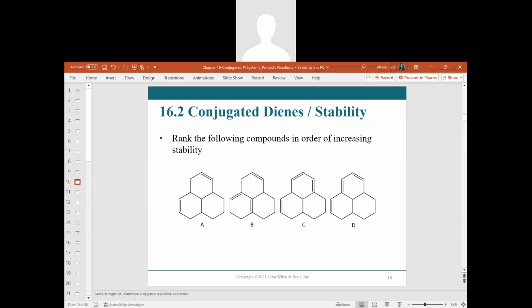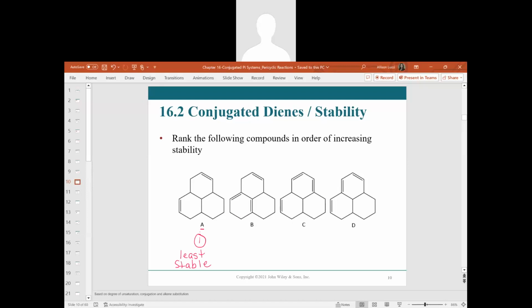So let's take a look at these structures here and see if we could rank them in order of increasing stability. So let's take a look at compound A here. This will be our lowest, so we'll say this is number 1. This is the least stable, so we'll note that here.